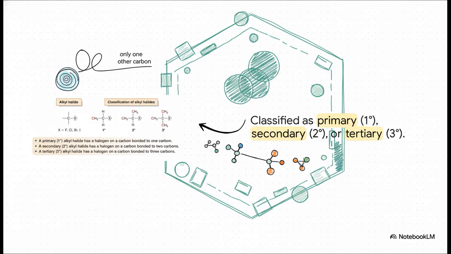Okay, but not all alkyl halides are created equal. We actually classify them based on their neighborhood. Just look at the carbon atom that's directly attached to the halogen. If that carbon is bonded to only one other carbon, we call it primary. If it's attached to two other carbons, it's secondary. And if it's holding on to three other carbons, yep, you got it, it's tertiary. And this isn't just for fun. This classification actually makes a huge difference in how these molecules react.